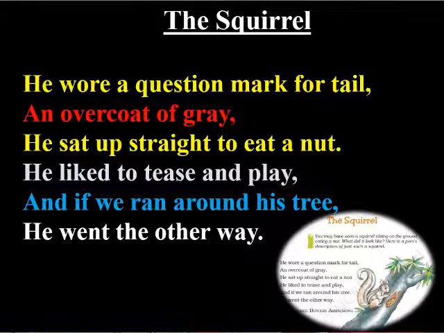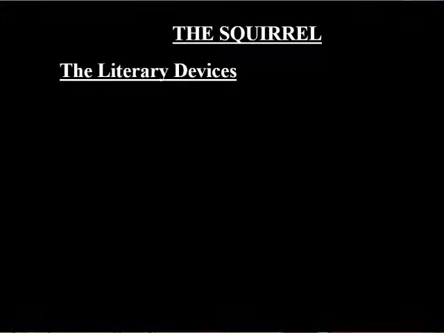Now let us see the literary devices used in the poem. So there are four main literary devices used in this poem. The first one is alliteration. Second one is assonance. Third one is anaphora. And fourth one is personification. We'll look at each one of them with examples.